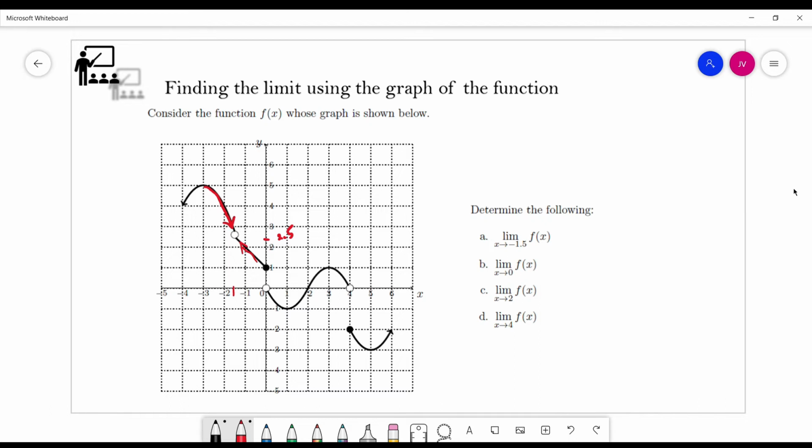So, ibig sabihin, the limit of our function is equal to 2.5. So, limits of function as x approaches to negative 1.5, that is 2.5.